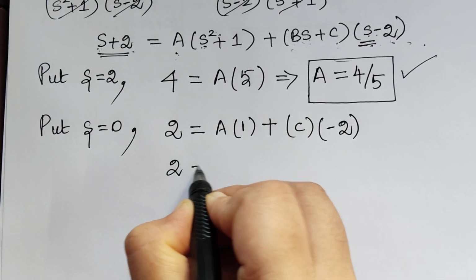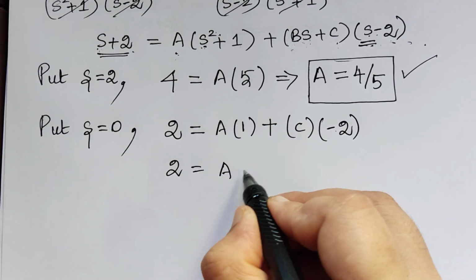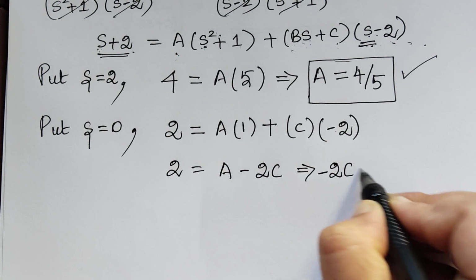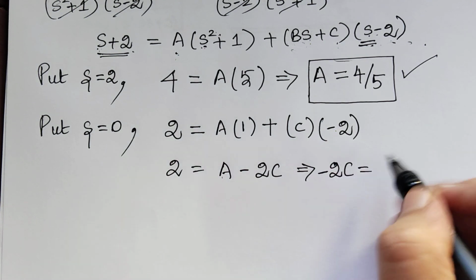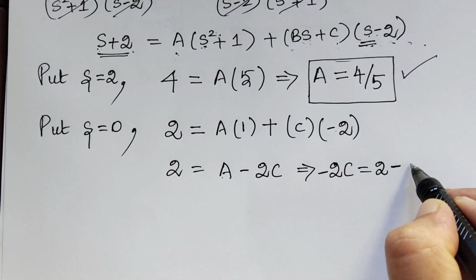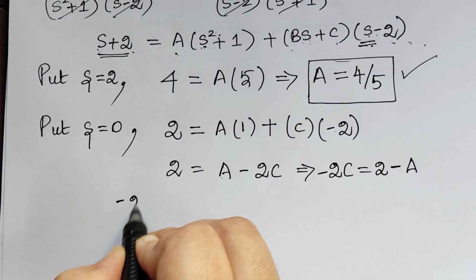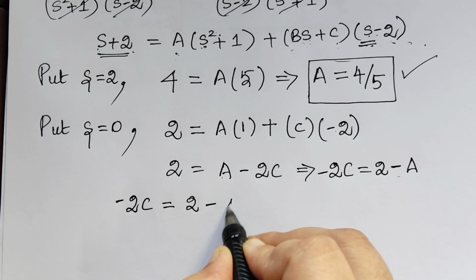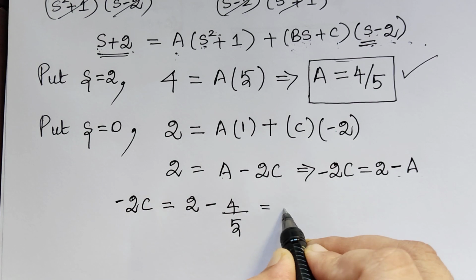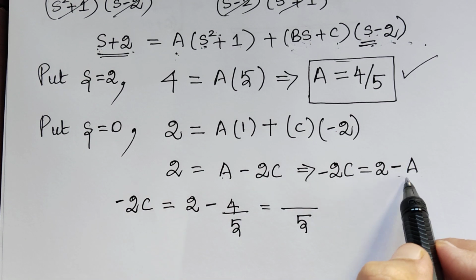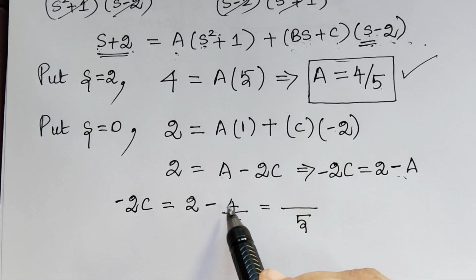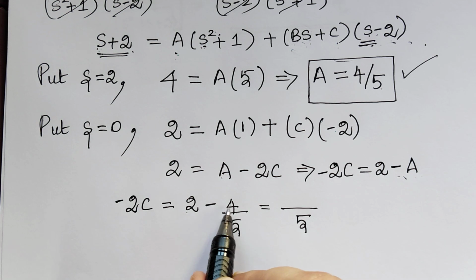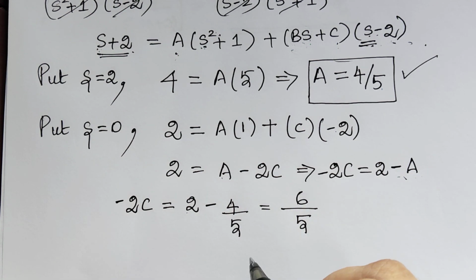And so what do you get from this? You get 2 to be equal to a, and here you will have minus 2c. So from this, minus 2c will be equal to what? Taking this a to the other side, you will have 2 minus a. So minus 2c will be equal to 2 minus a, which is 2 minus 4 by 5. So the LCM is 5. Okay, because the value of a is 4 by 5, that I have substituted over here. So LCM is 5. So 5 2 times is 10. 10 minus 4 is 6. And so you will have 6 by 5.